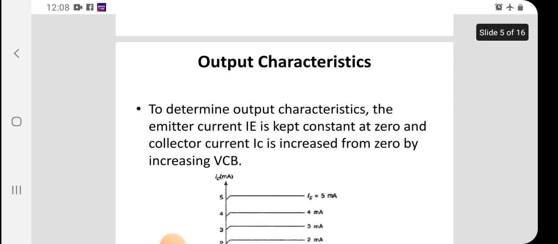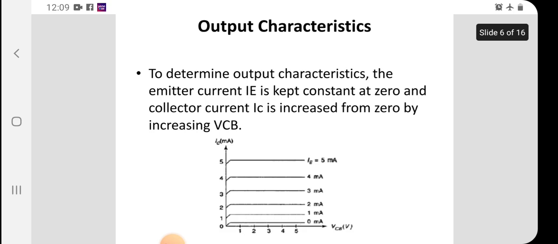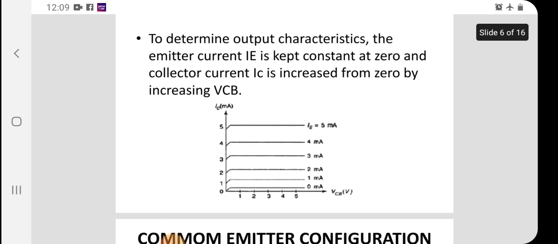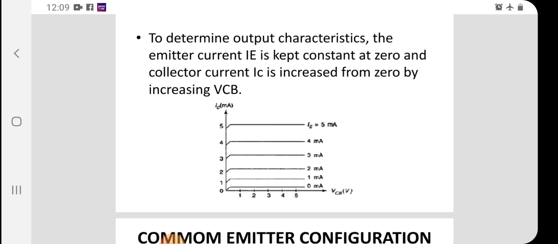Next we shall see the output characteristics. Here we can find that it is a graph drawn between your VCB and your collector current, keeping your emitter current constant. Here it shows that IE is kept constant at 0 and the collector current is increased from 0 by increasing your collector base voltage.